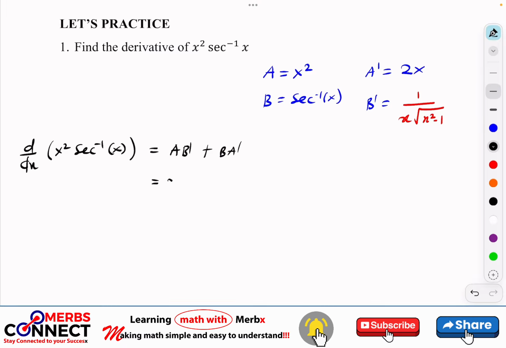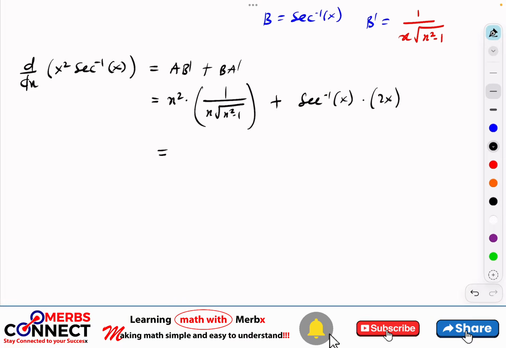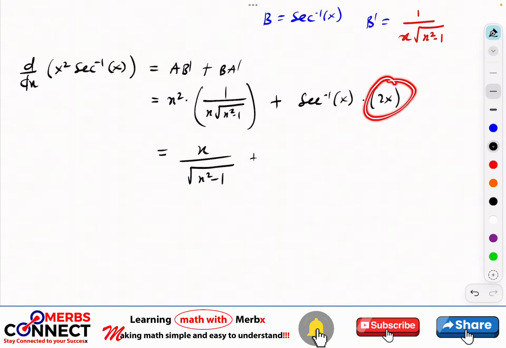So this is what I'm going to get. What is a? A is x squared times what is b? 1 over x square root of x squared minus 1. I love writing parentheses because of the negative. I don't want to make mistakes. And then b is secant inverse of x times a prime is 2x. So one of the x can cancel one of the x here. When I multiply it, I have x divided by square root of x squared minus 1, plus I can write the 2x first, and then have this here. Very simple.